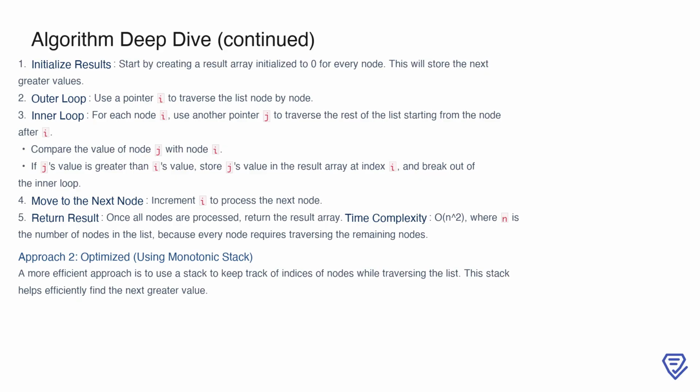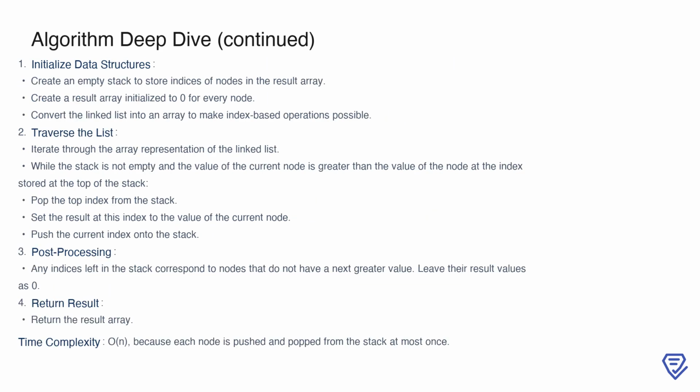To address this inefficiency, we can use an optimized approach involving a monotonic stack. The optimized approach revolves around the use of a monotonic stack and an array representation of the linked list. First, we convert the linked list to an array, as this allows us to efficiently access nodes by their indices. We then initialize an empty stack to store indices and a result array filled with zeros.